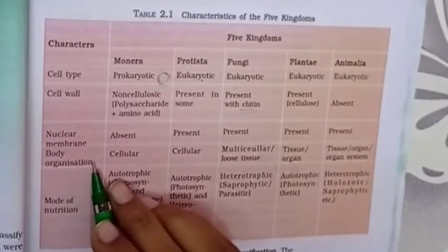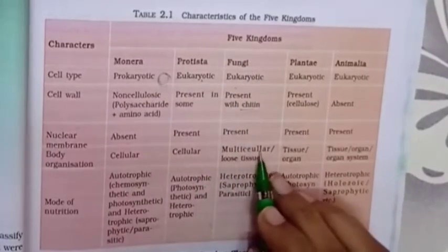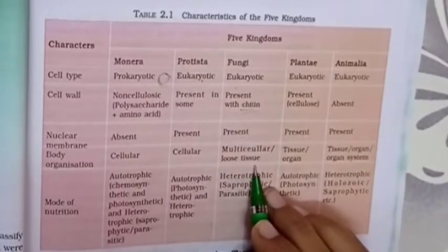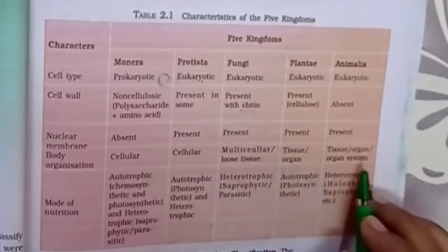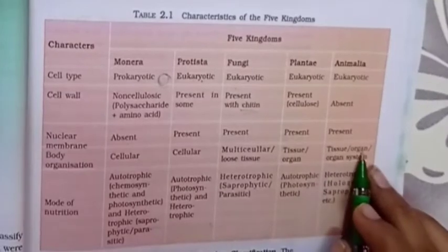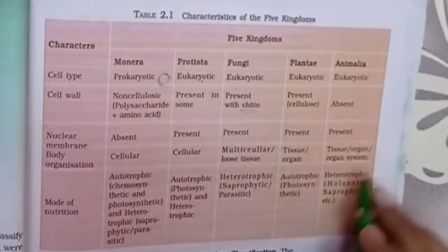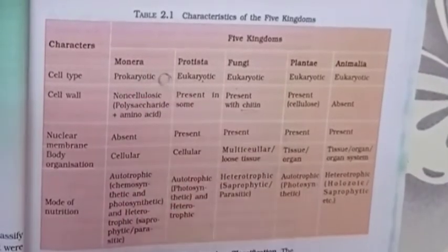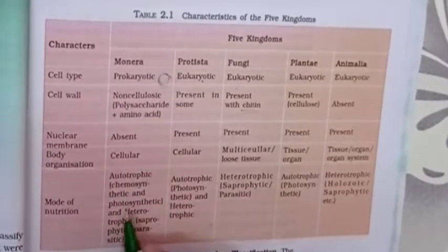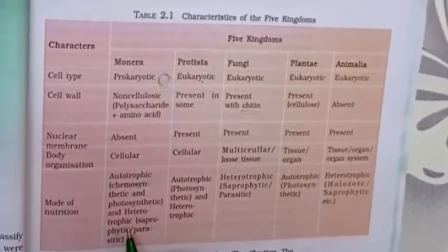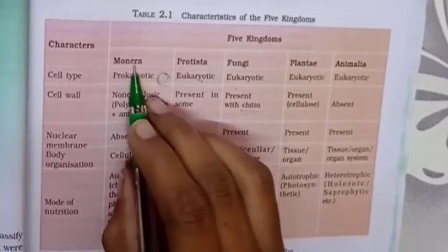Now body organization: Monera is cellular, Protista is cellular, fungi is multicellular or loose tissues, Plantae is tissue or organ. Body organization in Animalia will be tissue, organ, organ system. Now mode of nutrition in Monera is autotrophic, that may be chemosynthetic and photosynthetic, and heterotrophic, saprophytic or parasitic. Many different forms are there in Monera.